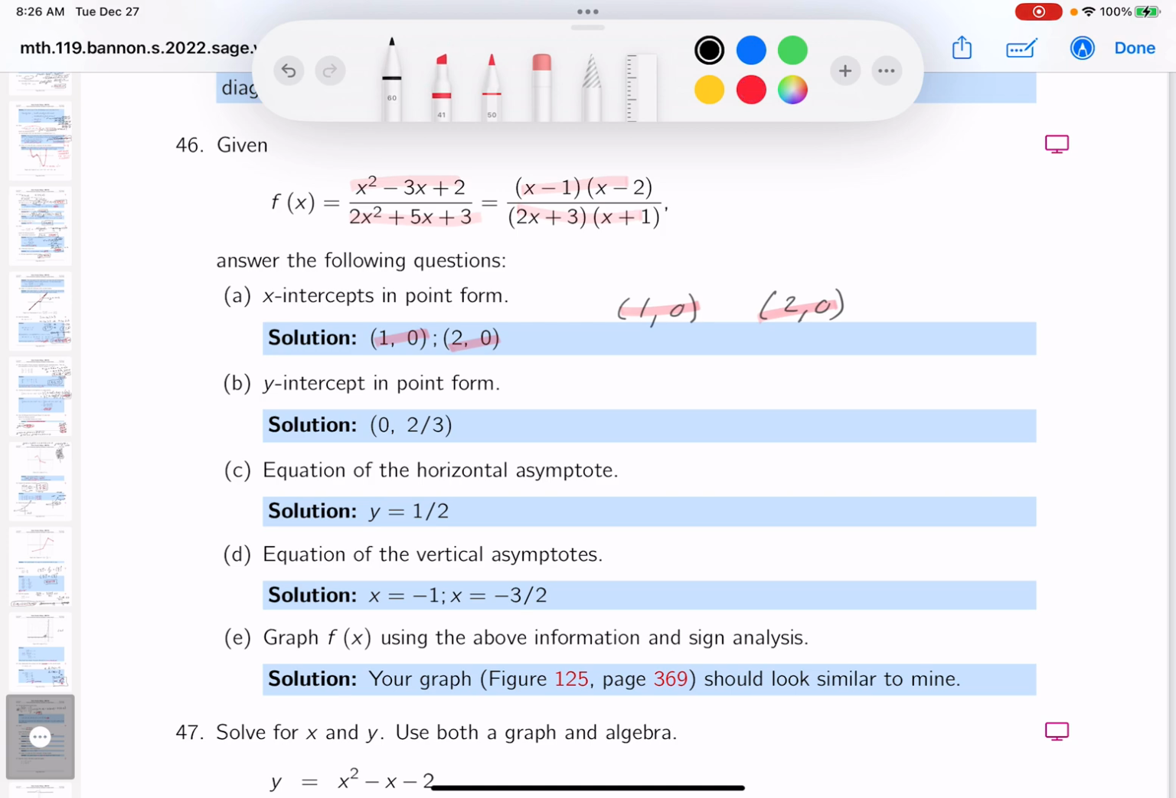What's the y-intercept? Relatively easy to do. Just set x to be 0. I would probably do it right over here, by the way, because it's the easiest for me to do that, and that would just give me 2/3. All right, let's get a red pen out, see if we got that answer right, and we did.